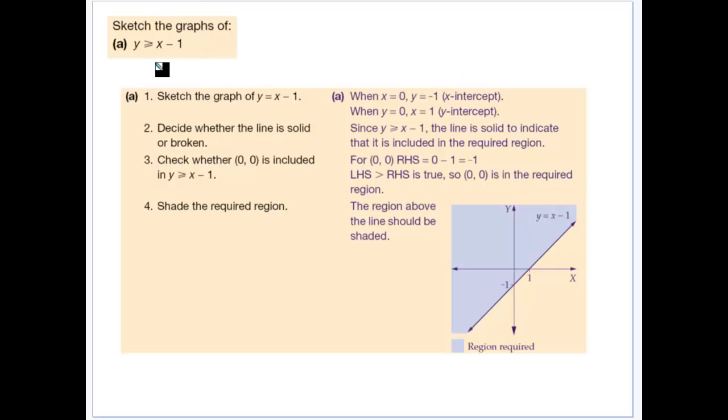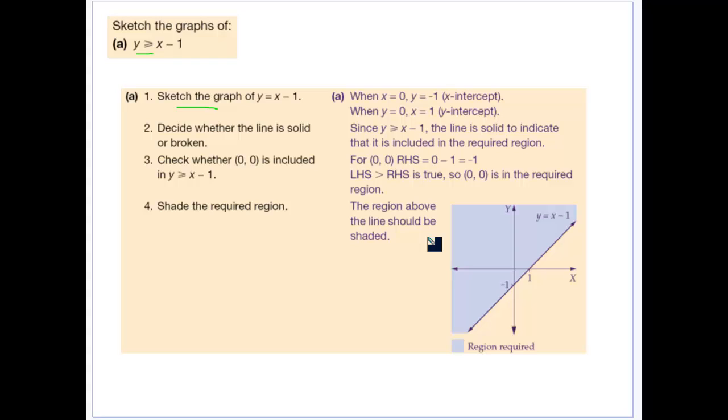So again, here's a couple more examples. Sketching the graphs here: y greater than or equal to x minus 1. So the first thing, sketch the graph. So we sketch y is equal to x minus 1. Decide whether the line's solid or broken. It's greater than or equal to, so we make sure we make it a solid line.